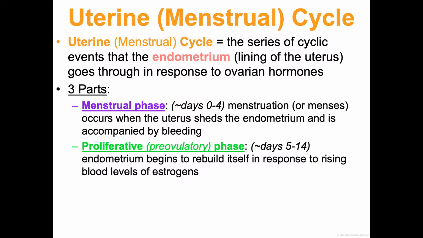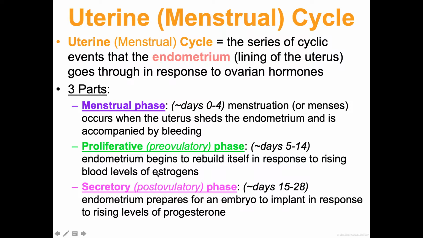Then we have the proliferative or the pre-ovulatory phase. So that's the rest of the time from when you have your period until when you ovulate, where the endometrium is going to start rebuilding itself in preparation for a potential new pregnancy this new month. And it's doing that in response to rising levels of estrogens.